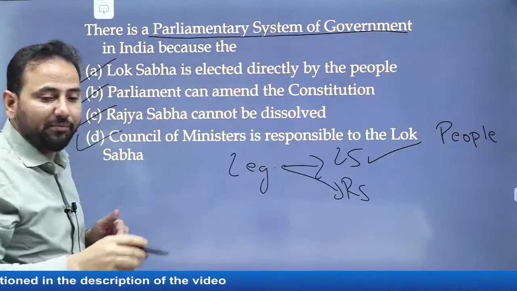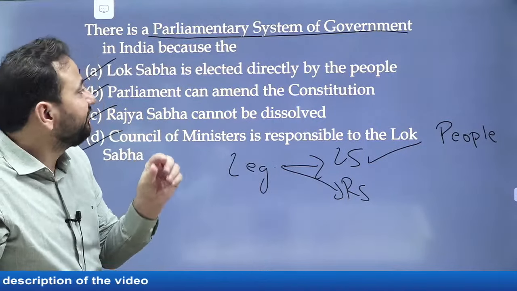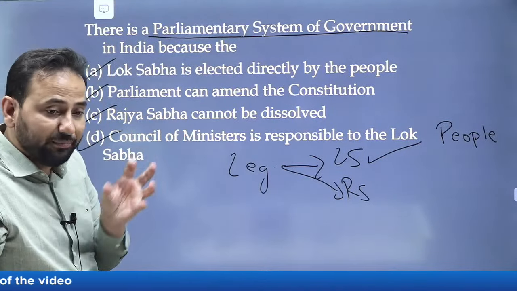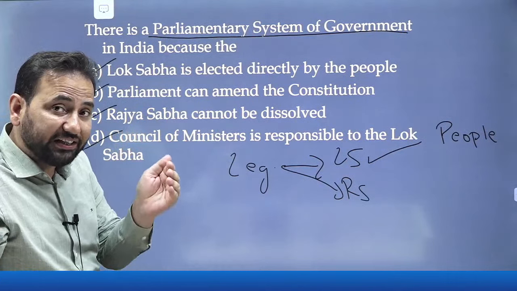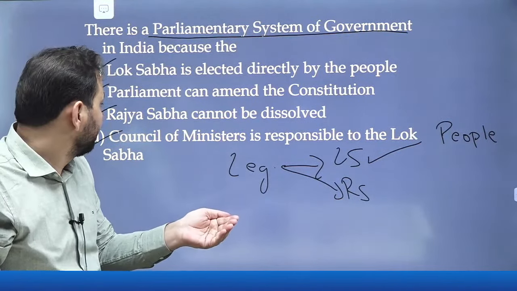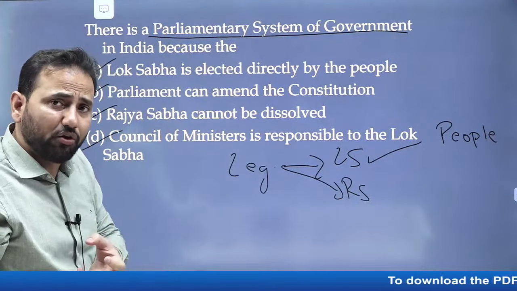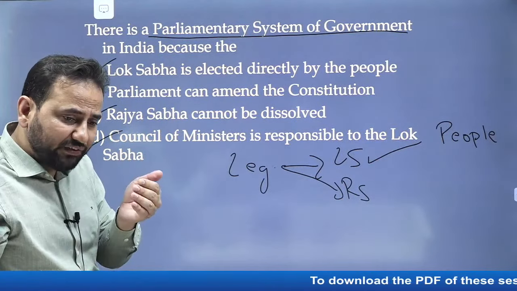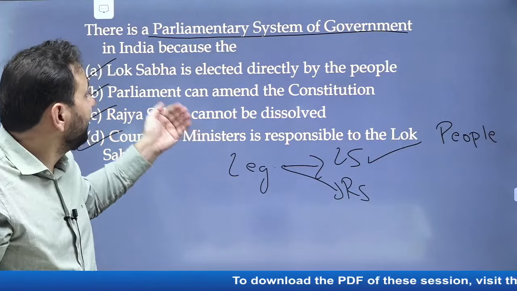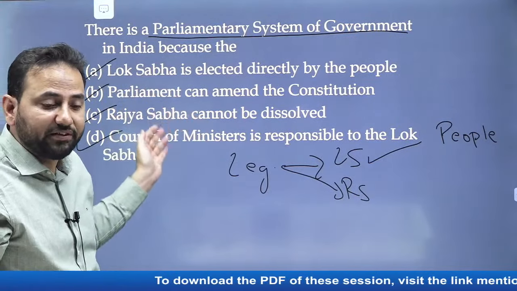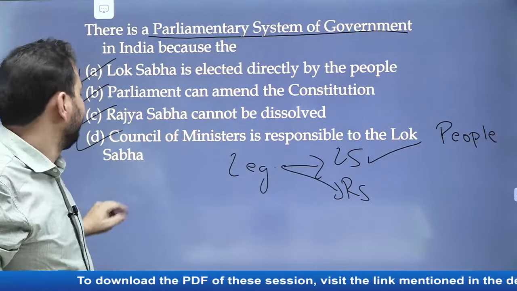When you talk about this parliamentary system of government, the basic thing with reference to it is that executives are responsible to the legislature. That is having this concept of collective responsibility also. And on the basis of this collective responsibility, we have been seeing this parliamentary system of government. So the answer would be D.